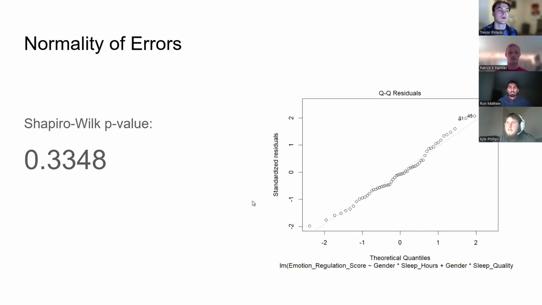For normality of errors, you can see that in our QQ plot, the line is hugged fairly tightly for the theoretical quantiles, and this is supported by our Shapiro-Wilk p-value, which is 0.3348, meaning that the test is insignificant and we do uphold normality of errors.